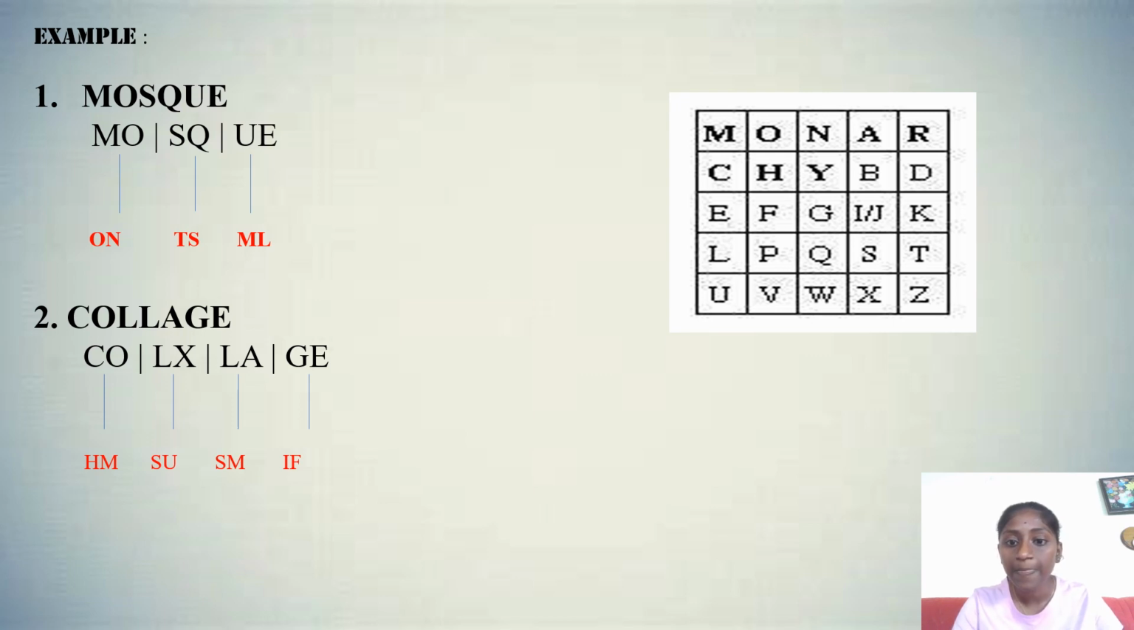G E. G is present here, and E is present here. They are in the same row, thereby they have to be wrapped with the neighboring one. G is wrapped with I, and then E is wrapped with F.